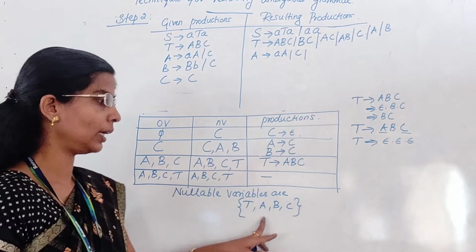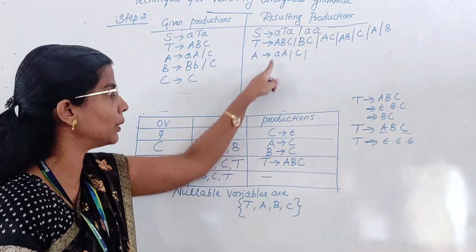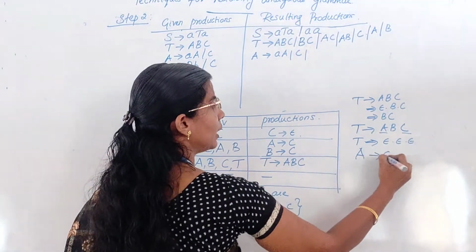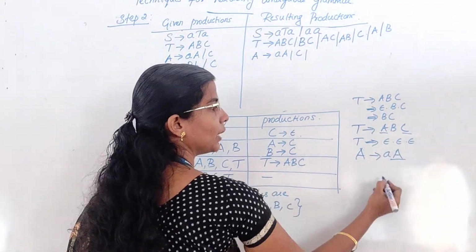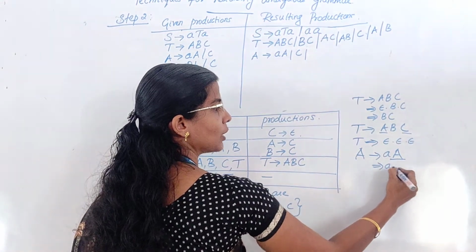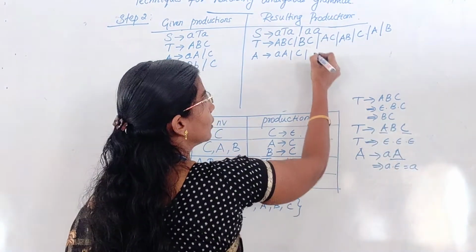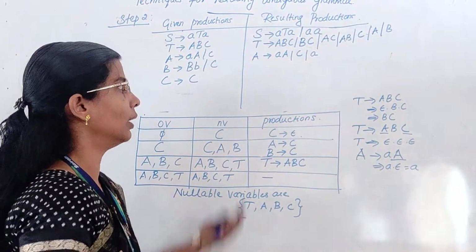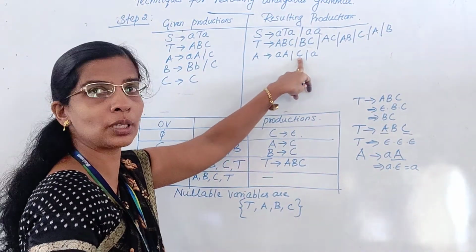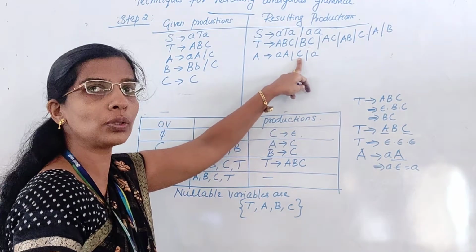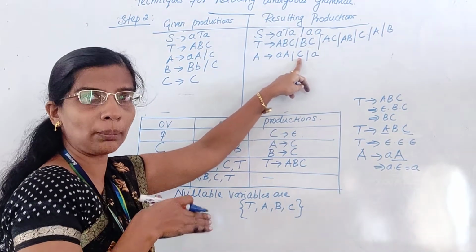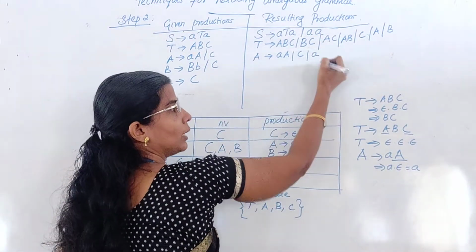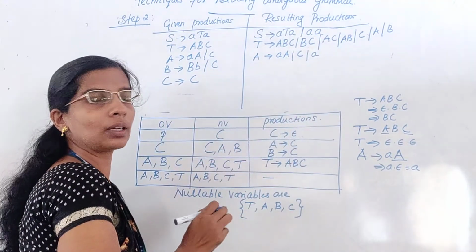A and C both are nullable variables. So in this production, A tends to A. For this capital A, you substitute epsilon. So what will you get? You will get A. You write this. Next, when you substitute epsilon for this C, you will get epsilon. But what am I doing here? I am eliminating epsilon production, so don't do that. Don't write epsilon here.